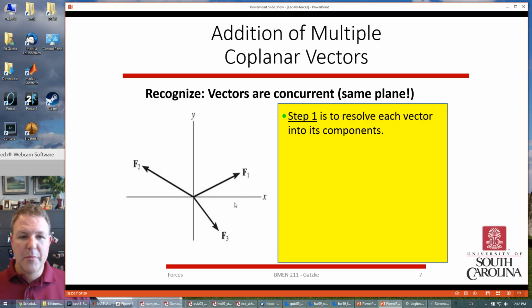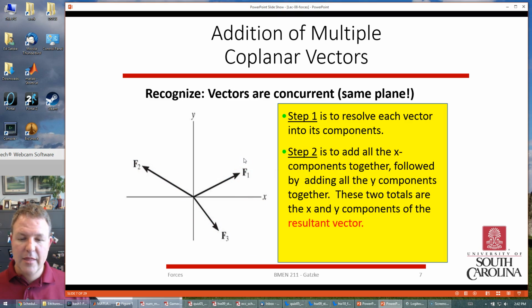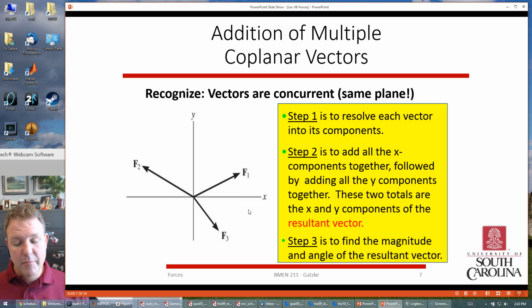What do we want to do? We want to be able to multiply or add together three forces that are acting on one specific point. So if we want to add F1 plus F2 plus F3, we need to resolve each vector into its components. Then step 2 is to add up all the x components and all the y components. These give you the resultant vector. So if you add these three forces together, you get Fx for F1, Fx for F2, and Fx for F3, and that's all the x components. The same thing for the y components: Fy for F1, Fy for F2, and Fy for F3. And then we find the magnitude and angle of the resultant vector.